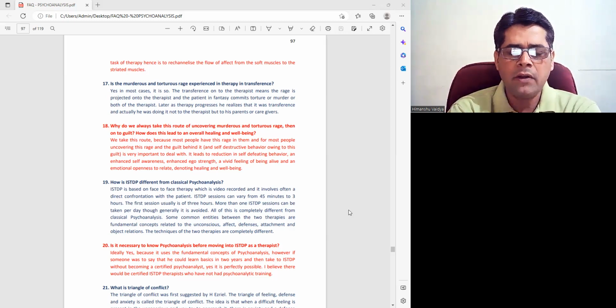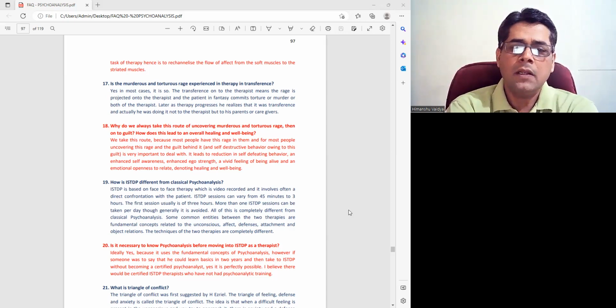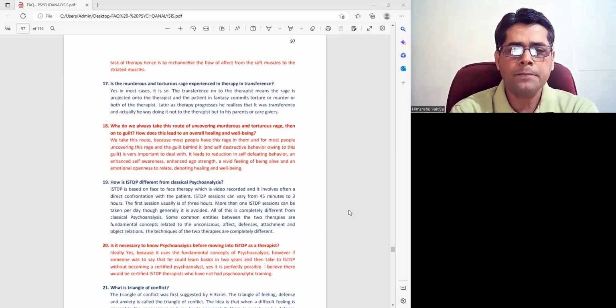In ISTDP, we don't go so much into revisiting events in an intellectual sense. We also don't go into the aspect of personal growth, or into self-exploration. The restricted and focused concern of ISTDP is catharsis of affect and restructuring. It does not go so much into self-exploration or personal growth. That's one of the reasons why it is short.